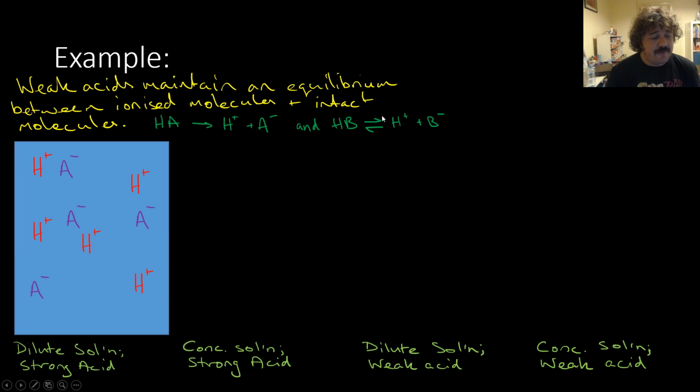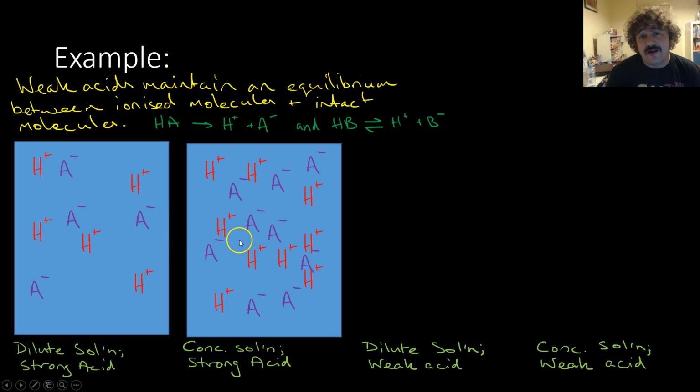So let's have a quick look. Basically, here we have a dilute, which means there's not many of the molecules dissolved in there, but strong acid. So every single one of them is separated out into its ions. Whereas here we have a concentrated strong acid, and we see that they are all separated into their ions, and there's a lot of it in there. That's what makes it concentrated.